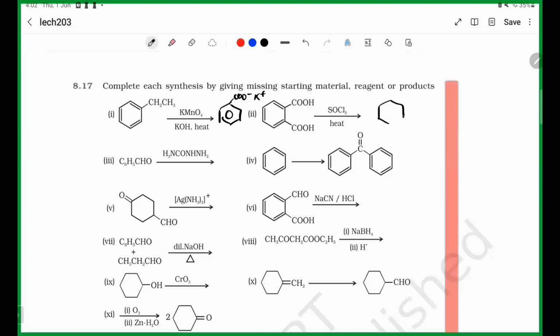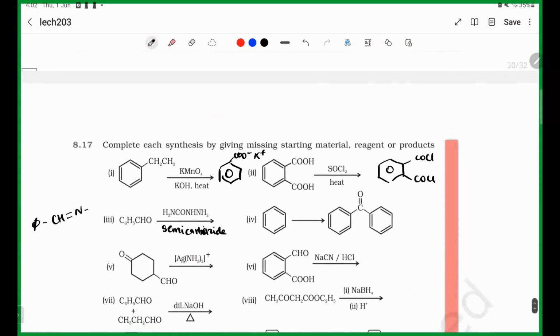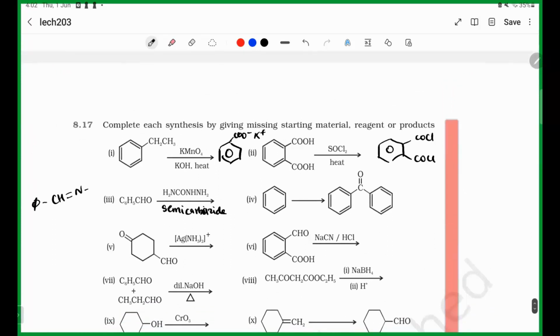That is COCl, COCl. When benzaldehyde is treated with semicarbazide, right, I think this is something you've seen before, you get a semicarbazone. I'll write that here: C6H5CH=N-NH-CO-NH2. That is the product, semicarbazone. Basically, neglect one NH2 and then whatever is remaining, just write it over here.